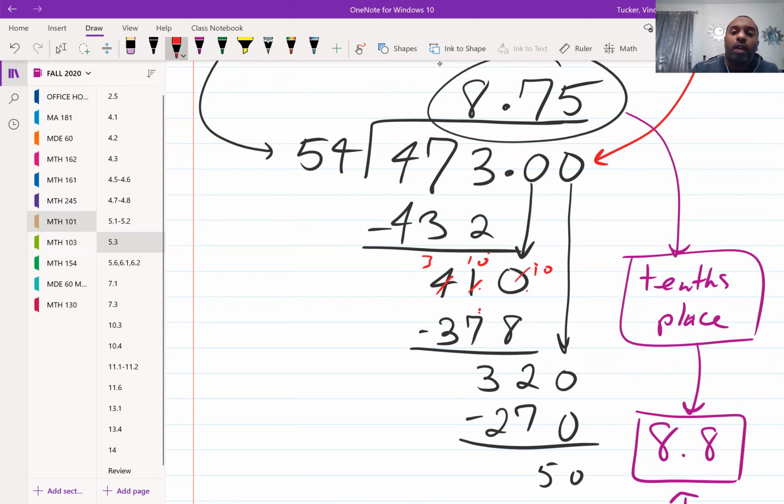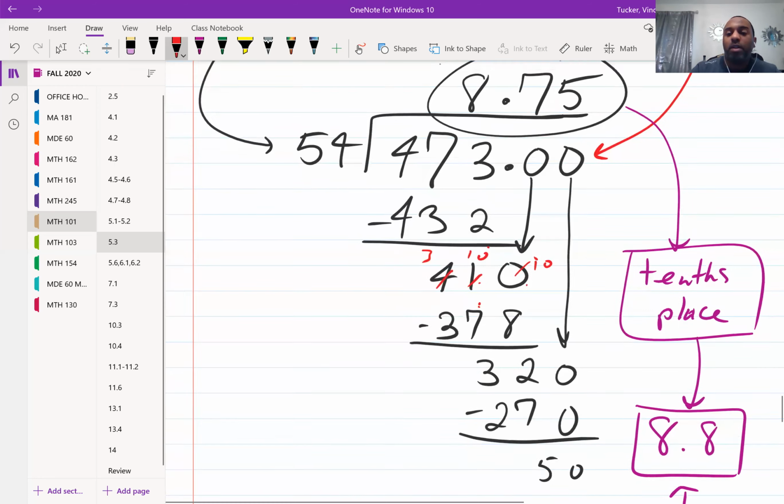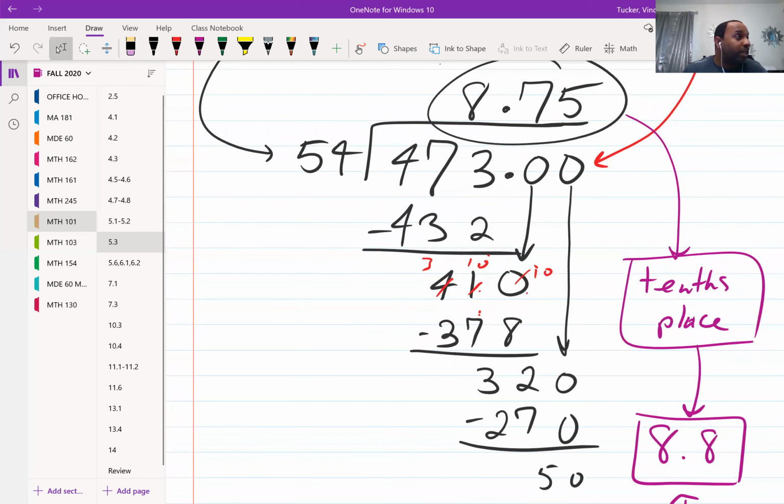But now we have 8.75 as our answer, but we want to round it to the 10th place. So that 5 lets us know that we can take that 7 up to 8. So our answer would be 8.8.